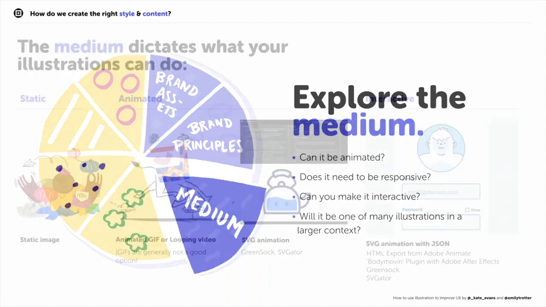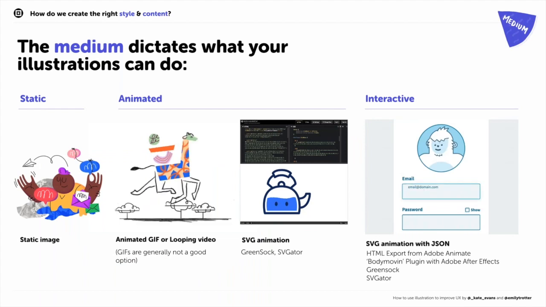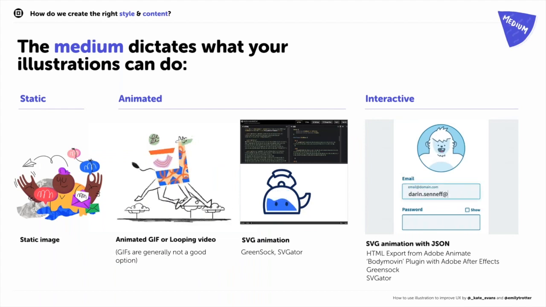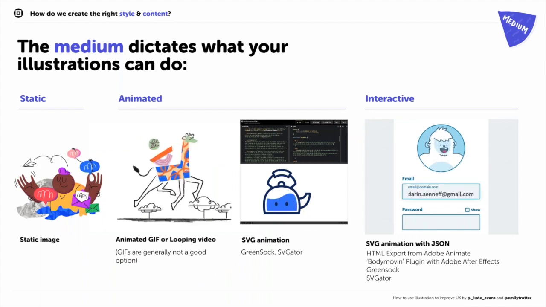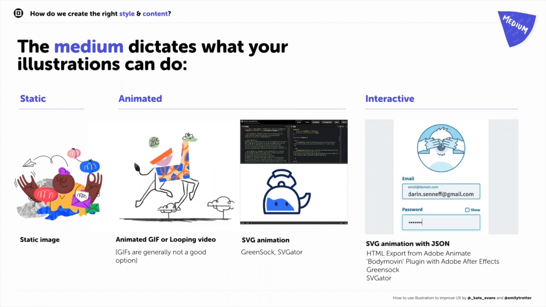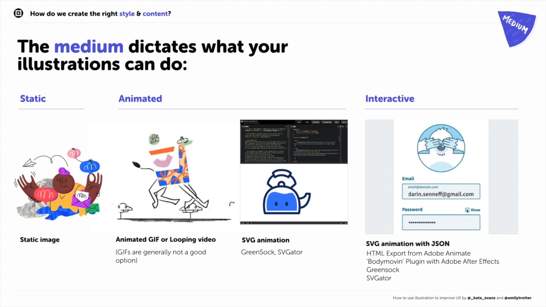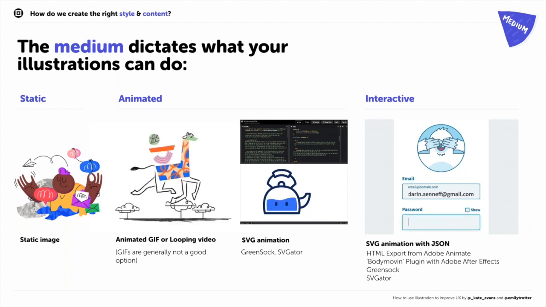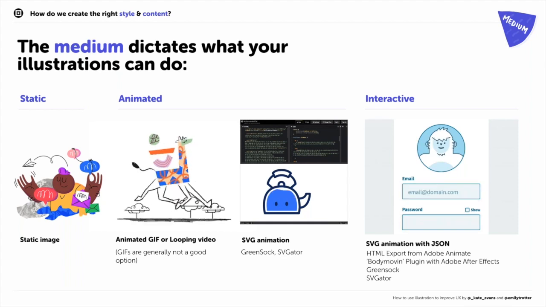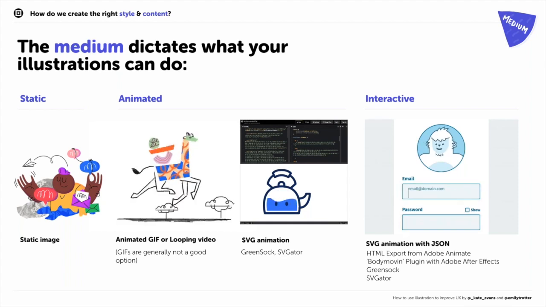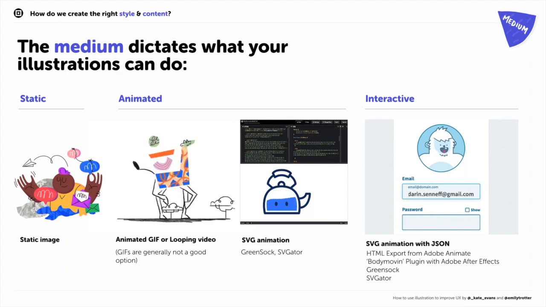So here are some examples of the kinds of things that you can do with illustration depending on the tech that you're using. Starting from the left, we have a static image, which can be used pretty much everywhere. And then moving into animated types, you've got the GIF, which again can be used in most places, but it's often very poor quality. And if you increase the quality, it can be too big or heavy for a web page. So don't use GIFs generally.